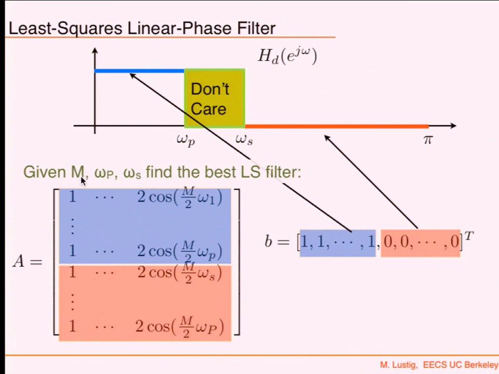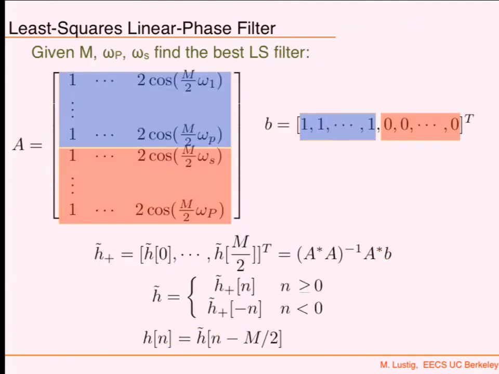So given m, which is the order, w sub p, which is the passband, w sub s, which is where the stopband starts, you want to find the best least square filters that satisfy A H minus B in the least square sense. So H tilde plus, that's just half of my filter, just the positive part, plus the one at H equals 0. That will be equal to (A transpose A) inverse A transpose B. That will give me half my filter.